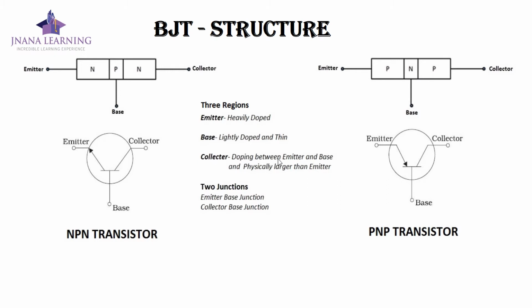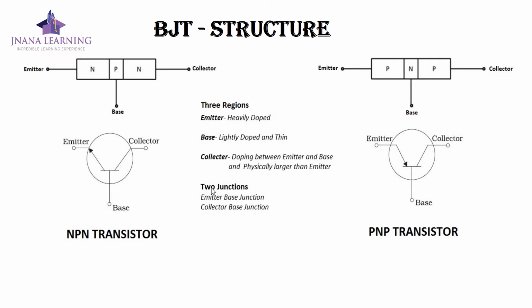In the collector, the doping level is in between that of the emitter and base, and physically it is larger than the emitter. The function of the collector is to collect or gather electrons or holes from the base. That is, in the case of an NPN transistor, electrons are collected in the collector, and in the case of a PNP transistor, holes are collected from the base by the collector. And it is physically larger than the emitter. Why? Because it is required to dissipate more energy in the collector. That's why it is physically larger than the emitter.